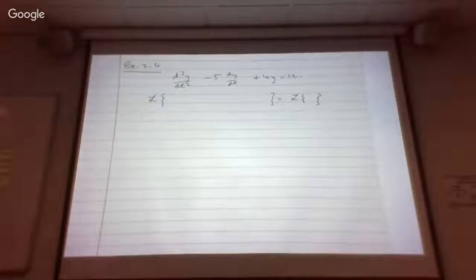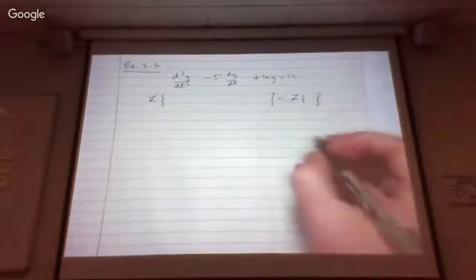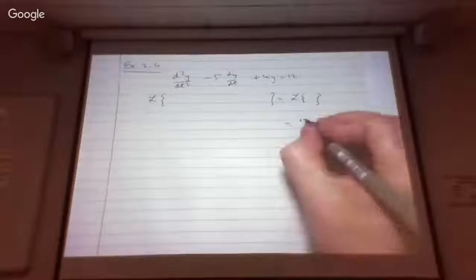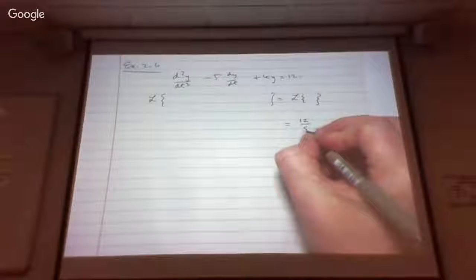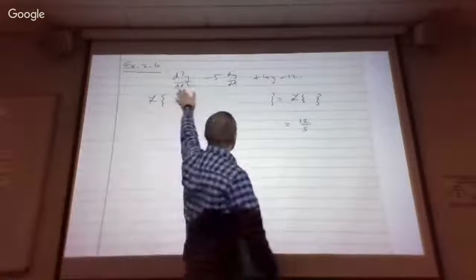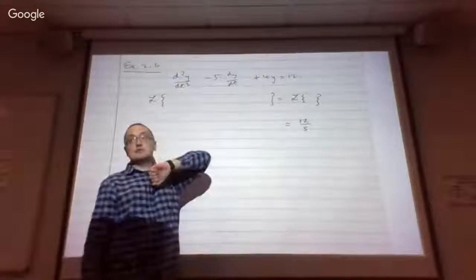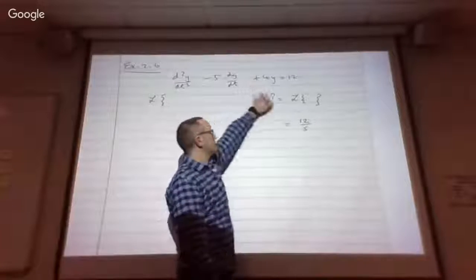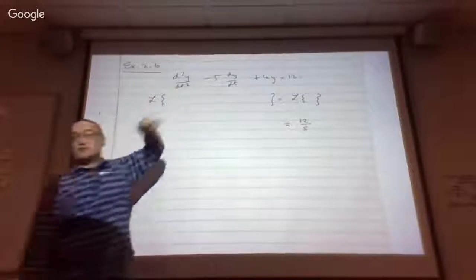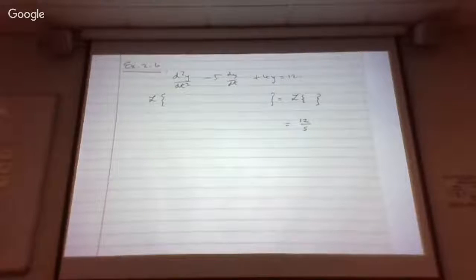The Laplace transform of 12, we use our table of transforms. The Laplace transform of a constant is just that constant divided by s. So it's 12 over s on the right-hand side. On the left-hand side, we can use linearity first of all: the Laplace transform of all of this is just the transform of this plus the transform of that plus the transform of that. You can transform each individual bit.